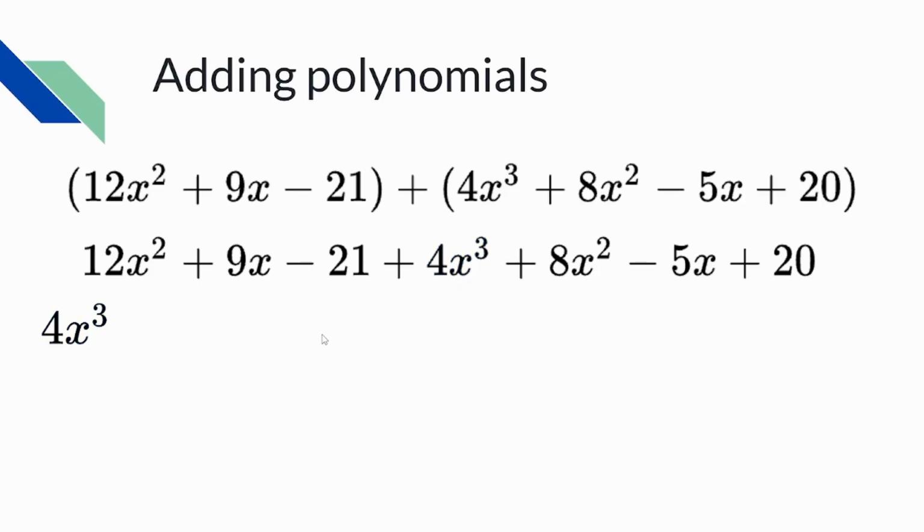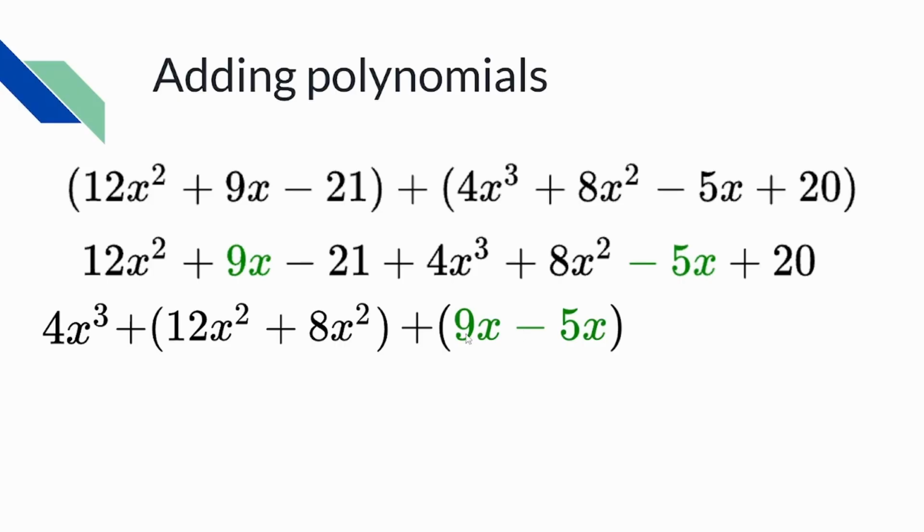Okay, so the next thing I want to do is point out that there are some like terms here, right? There's 12x squared and 8x squared in red. Okay, so we're going to add those together. All right, that's what I have in red there. Next, I see that 9x and negative 5x are like terms. So we're going to add those together in green here. And then I just have some constants floating around, right? I have negative 21 and 20 in orange here. So we're going to add those together as well.